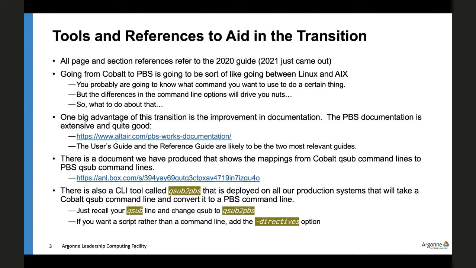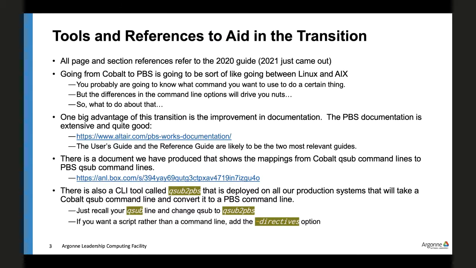And then finally, we also developed a tool called QSub to PBS. It is currently deployed, it's on Cooley, it's on Theta. And so you should be able to take any QSub command that you issue, bring it back, change it to QSub to PBS, and it should then spit out the equivalent PBS command line. And if you want, instead of a command line, you want a script, just add the --directives option, and it should then spit out the appropriate script directives and so on and so forth.